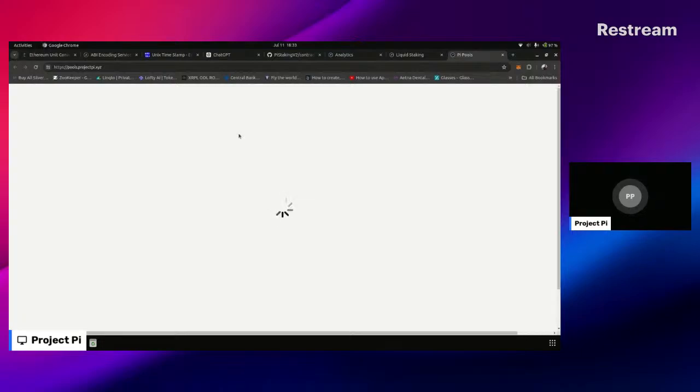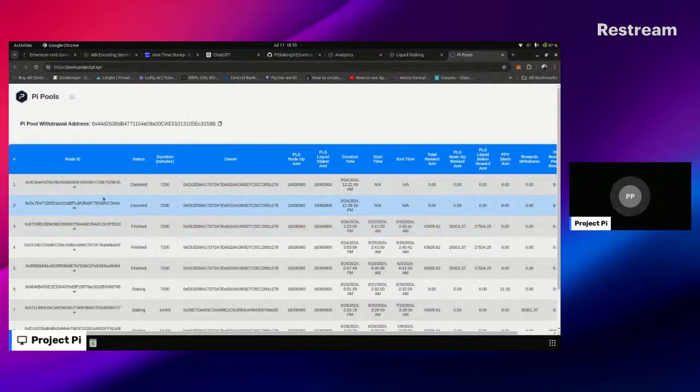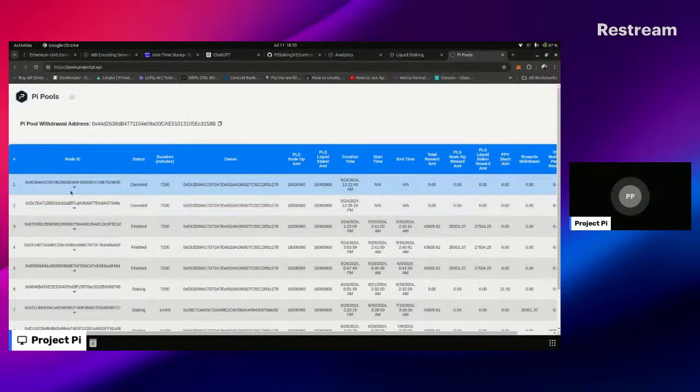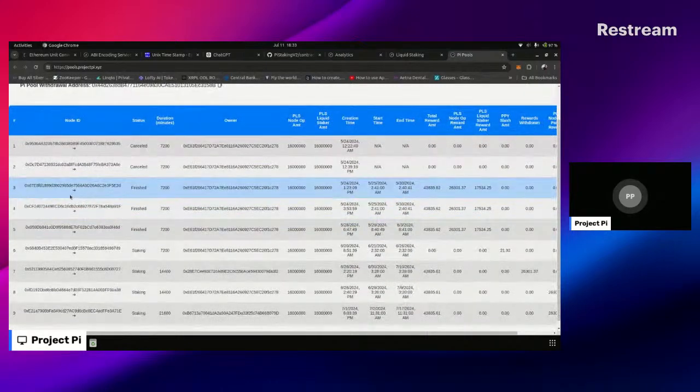So with the Pi pools website, you're actually able to see all of the validators, or potential validators, or rather Pi pool operators, that have been interacting with the protocol. The first 2 were canceled, and then the middle 3 were finished. So they actually did work.